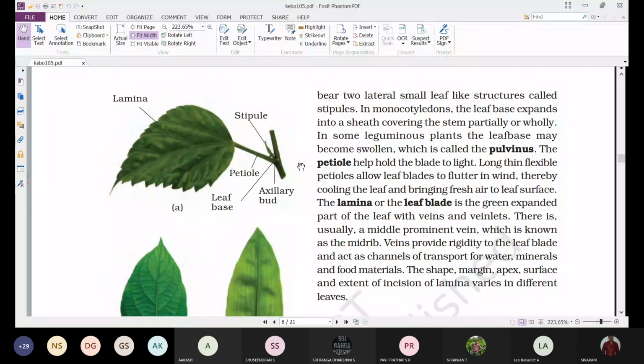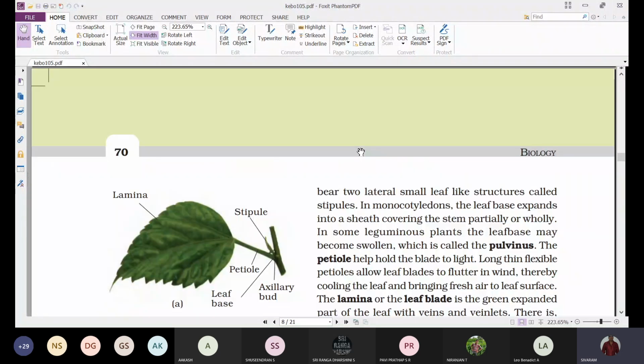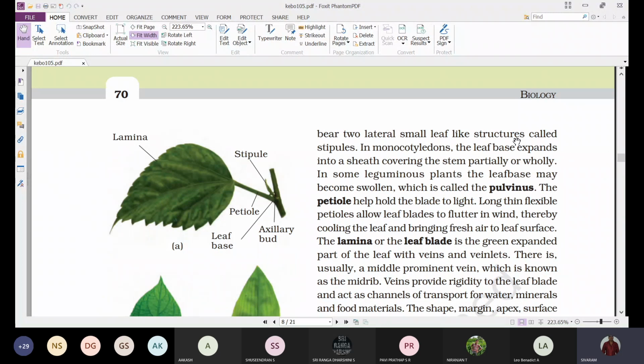So that's what we can see here. The leaf is attached to the stem by the leaf base, and may bear two lateral small leafy structures. So a pair of small leafy structures on the lateral sides of the leaf base are present in some plants, and these structures we call stipules. If stipules are present, we call it stipulate, and if stipules are absent, we call it exstipulate.